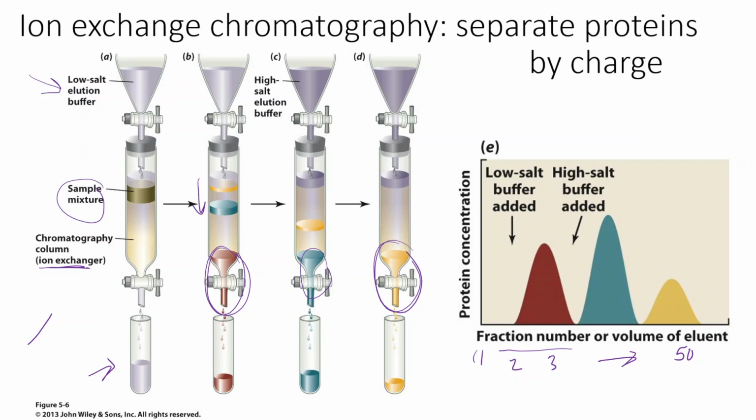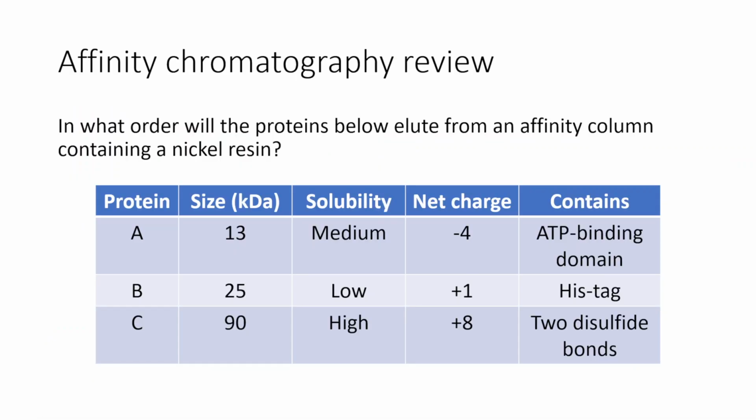Any other questions about ion exchange chromatography? All right. So now we have affinity chromatography. Same 3 proteins. In which order will these proteins below elute from an affinity column containing a nickel resin? Take a couple minutes and then we will go over it together.